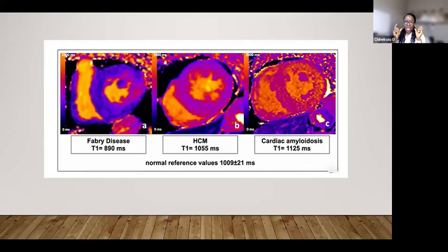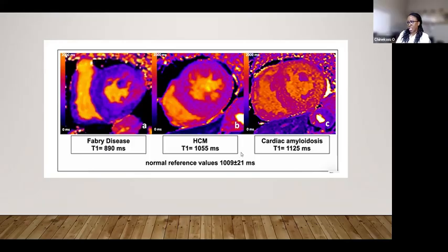So you then have LVH, where you would expect normal T1 or even high if there's diffuse interstitial fibrosis, but then they have really low T1 time. And you suspect Fabry's disease essentially.